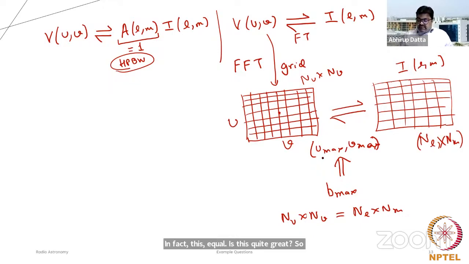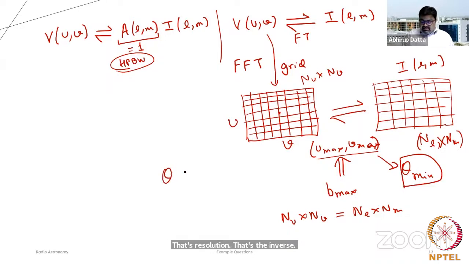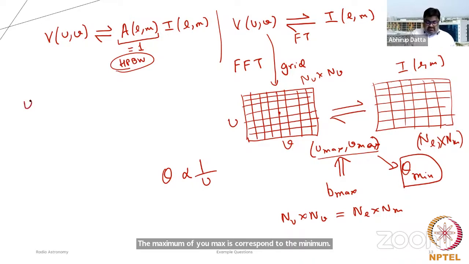So the maximum baseline corresponds to what? The minimum in the angular separation, right? That's resolution, right? So there's an inverse. So theta or LM is proportional to 1 over U. So U max corresponds to the minimum value of theta. So what did we do? We had the U max. We calculated the theta min, the resolution.